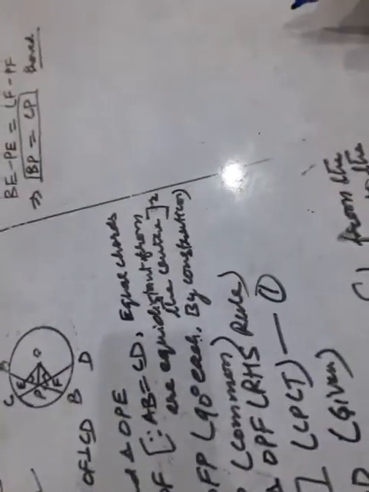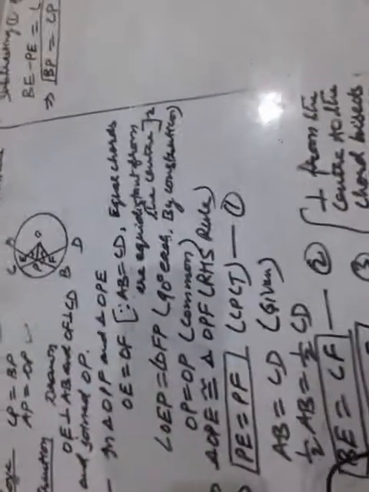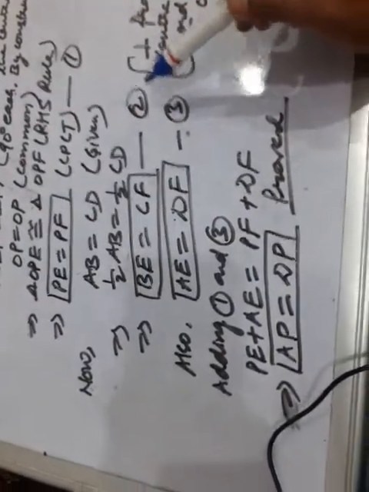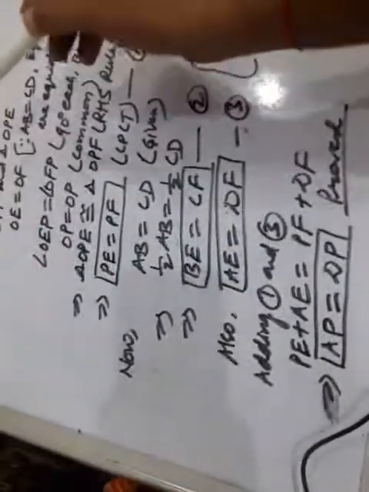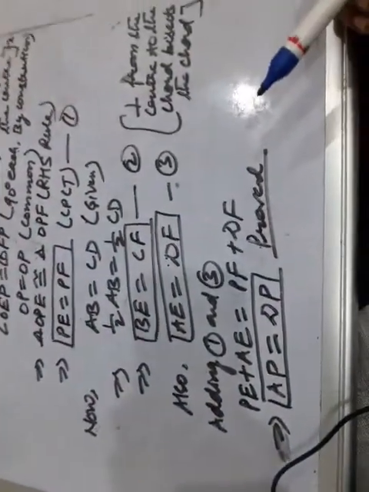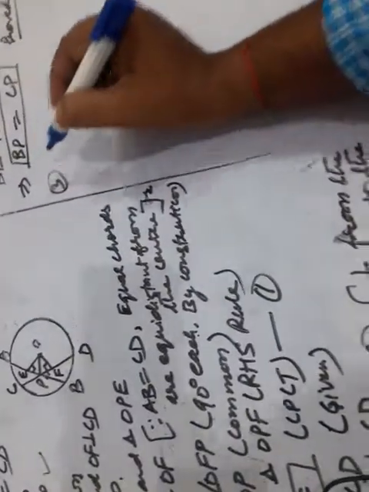Clear children? So we have proved both the parts, and these question 1 and question number 2 are very much important. Clear children? You keep practicing them. After finding the relationships, equations number 1, 2 and 3, we have to see the figure and see what we have to prove. According to that you have to add and subtract. Clear children? Now let us see question number 3.